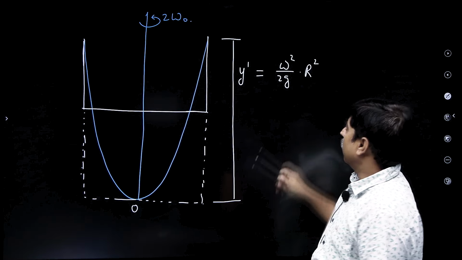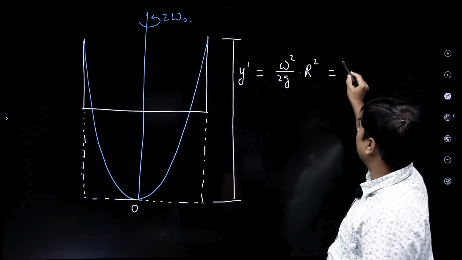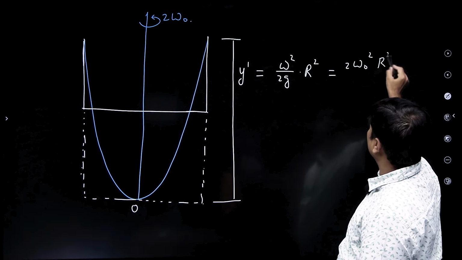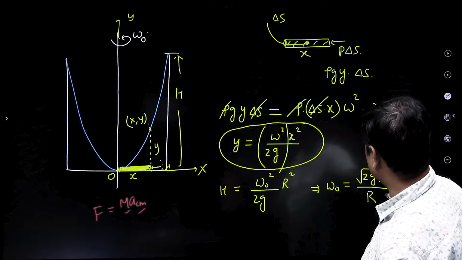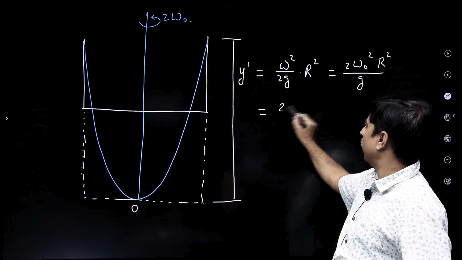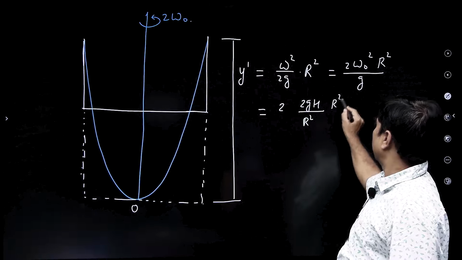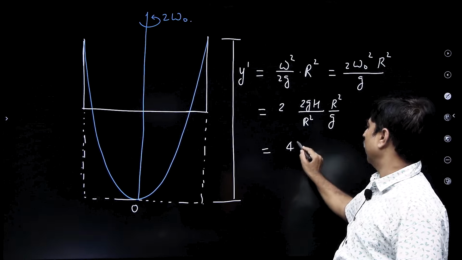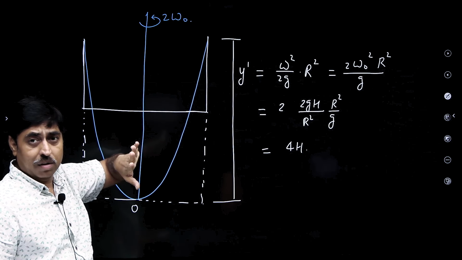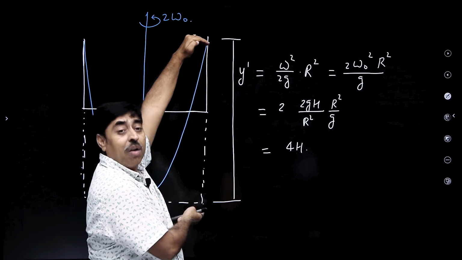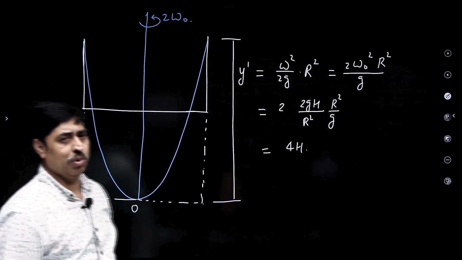Now according to the question, this omega is 2 omega naught, so if you put 2 omega naught here, it will become 2 omega naught square r square by g, and the value of omega naught is something that we already know, it is under root 2gh by r. So if you substitute it, this is what you get: 4h. What I am trying to say is, if the angular speed is increased to 2 omega naught, then you will require a container of height 4h so that the bottom surface just gets exposed.